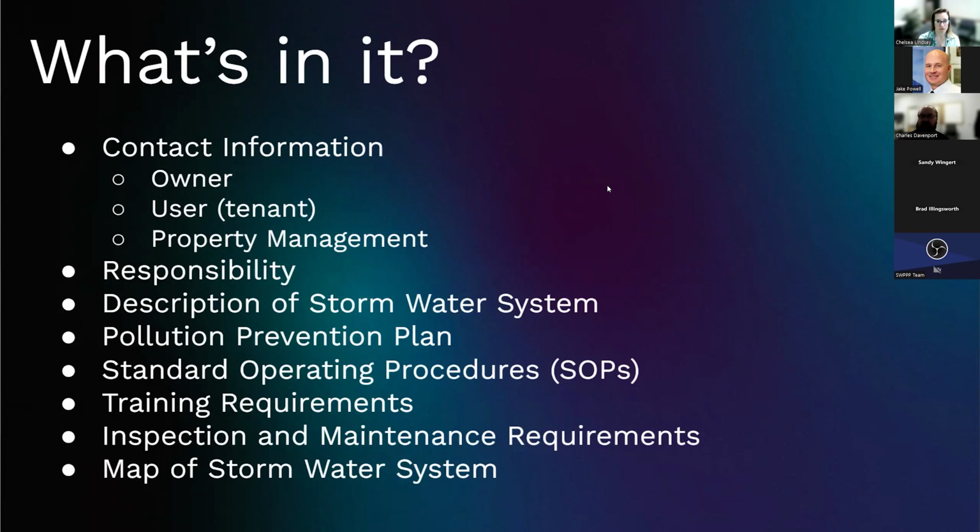There's a pollution prevention plan. We've talked a ton about pollution prevention. We'll talk about it a little bit more. And standard operating procedures, or SOPs, that describe to your property managers or the third-party person how to do their procedures. And then training requirements for employees, and inspection and maintenance requirements: how to maintain the system and how often, how to inspect it, how to know when to maintain it.